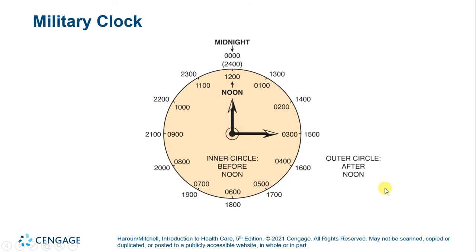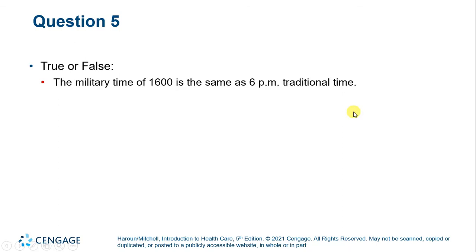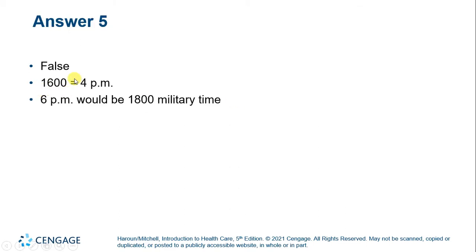So here you see the military clock, and it runs through 24 hours where 1200 is noon, and then after that 1300, 1400, 1500, so you'll see no AM and PM. The military time of 1600 is the same as 6 p.m.? An easy mistake to be made, but no, 1600 is 4 p.m. What you can do is subtract 1200 for noon from this and see that it is 4 p.m. Okay? 6 p.m. would be 1800 military time.